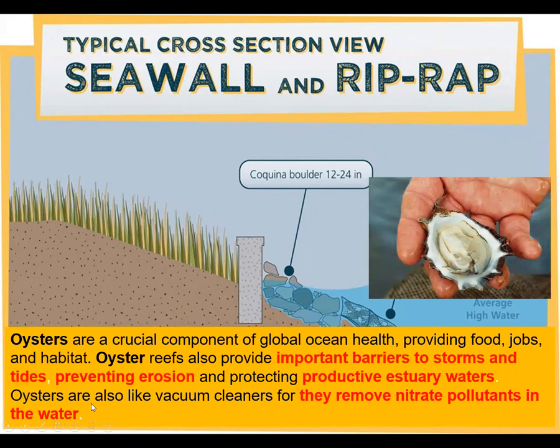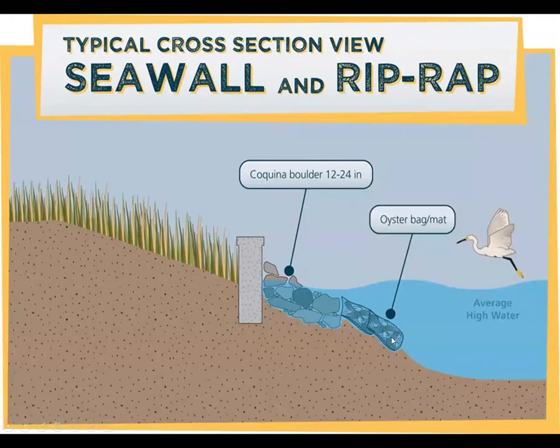Oysters also act like a vacuum cleaner. They remove nitrate pollutants in the water. So these oysters here, they have a very hard shell, so they can weaken the waves. And not only that, since they're living things, they can consume the nitrates so that it will not cause eutrophication.